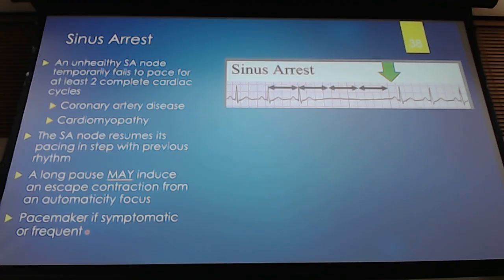Sinus arrest is 2 or more complete cardiac cycles missing. So again, we go R to R to R, and we say, wait a minute, I'm missing a beat here. I measure that out, and then I'm missing another beat here if I measure it out, but this one comes right where that next one should be, right in line, and so that's your indication that this is, again, not an escape beat, but actually missed cardiac cycles. This is a sinus arrest. Sinus arrest is 2 or more missed cardiac cycles.